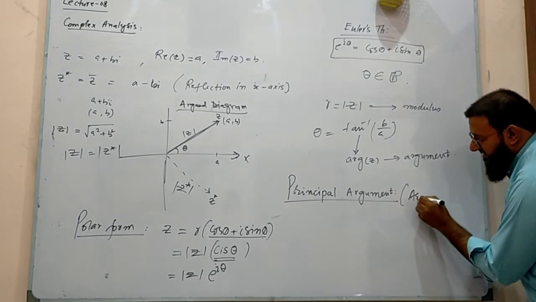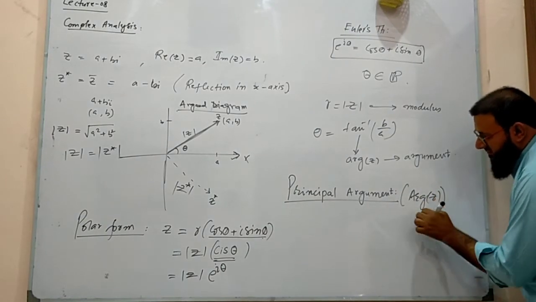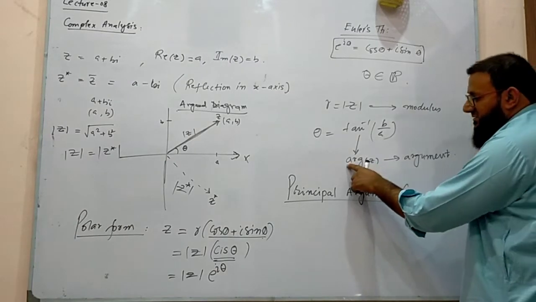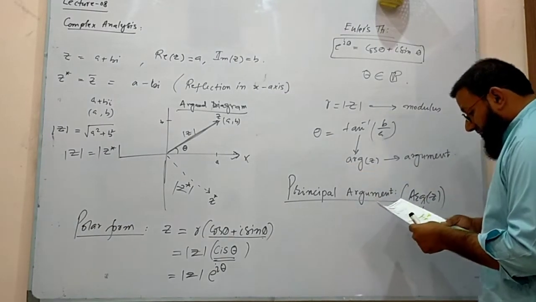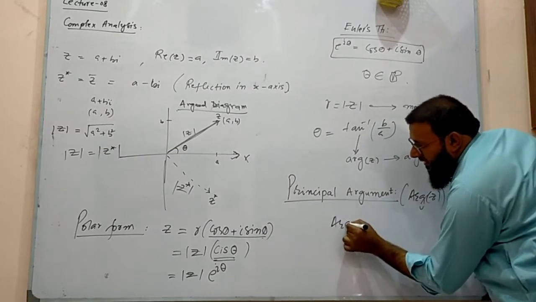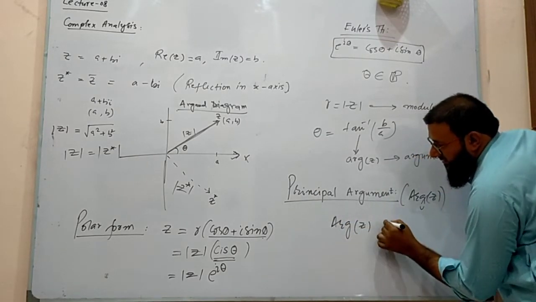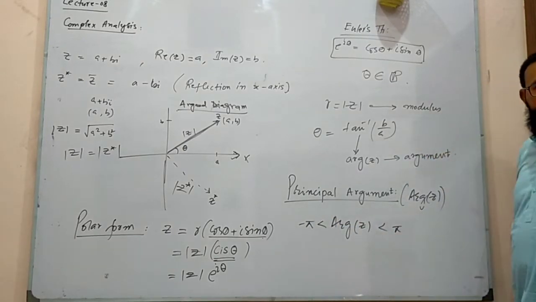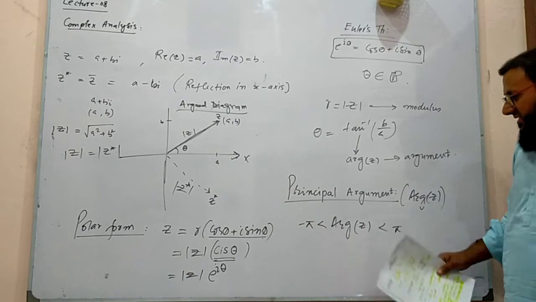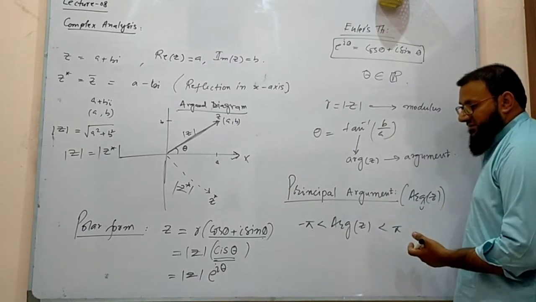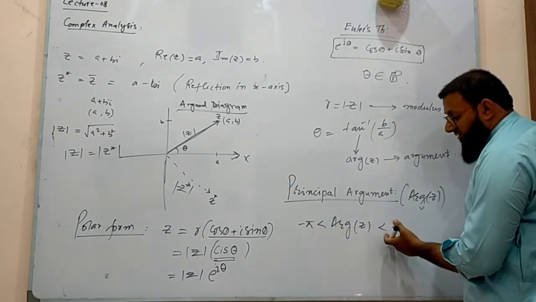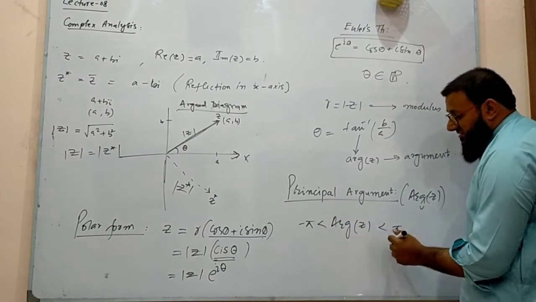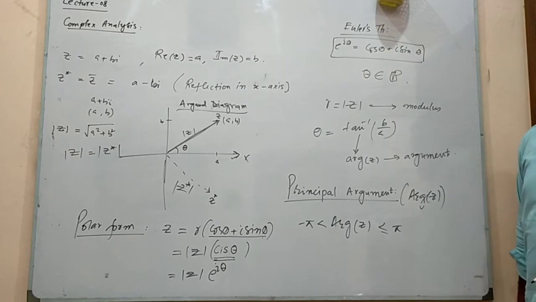And principal argument is denoted with capital A, and you have the small a here. So this principal argument of a complex number always lies between minus pi and pi. It means minus 180 and plus 180, and you have to include one of the endpoints. But sometimes there are some authors who do not include both of these. But we are going to include pi in this one.